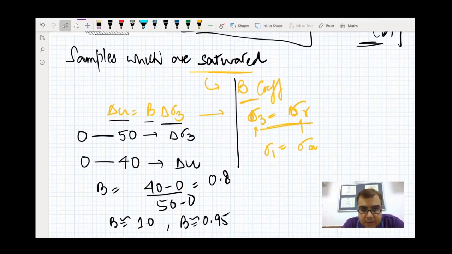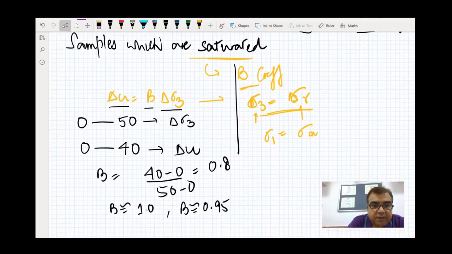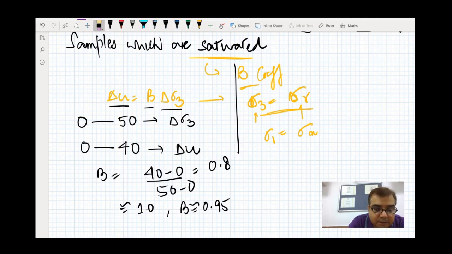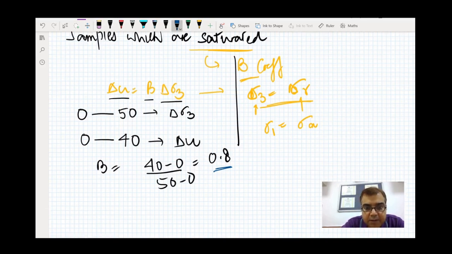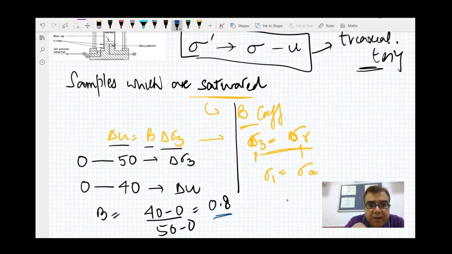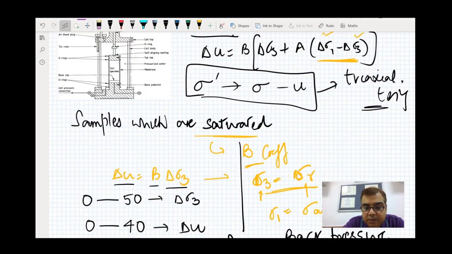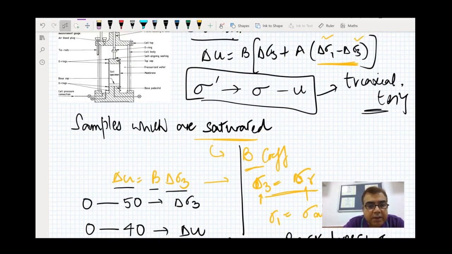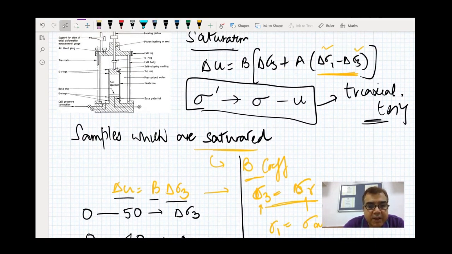Now in this case, of course, let me erase this out, because these are the values which I used just to explain. I need to get a value which is significantly higher than 0.8. For this I have to now use a term called back pressure. This is important. How would I think of ways I can saturate the sample?